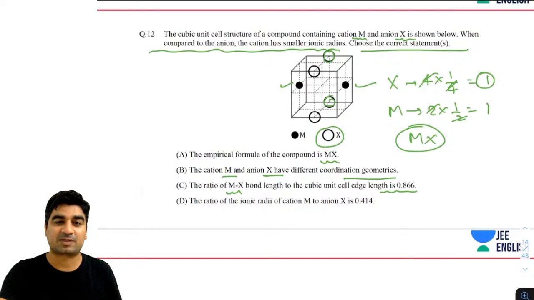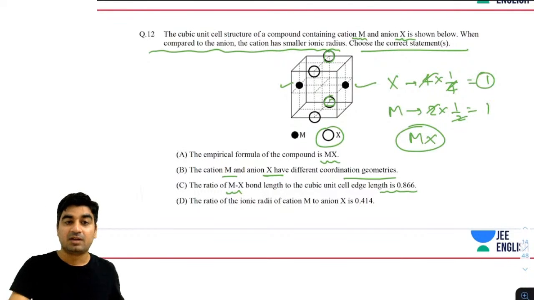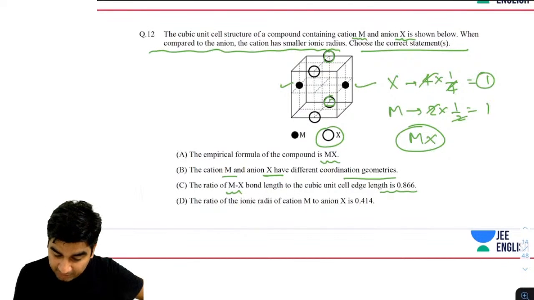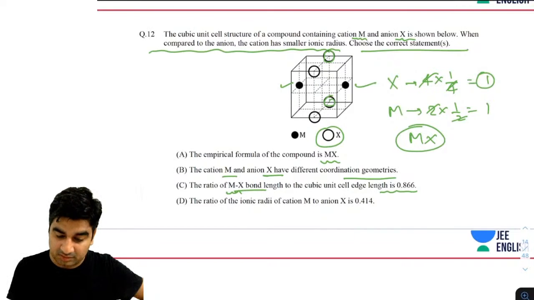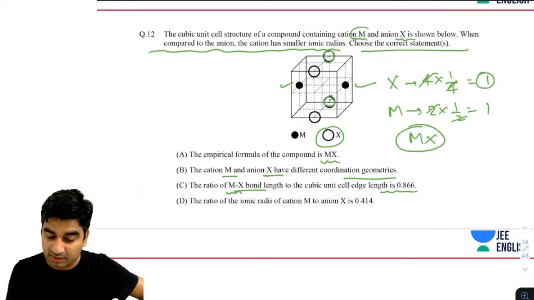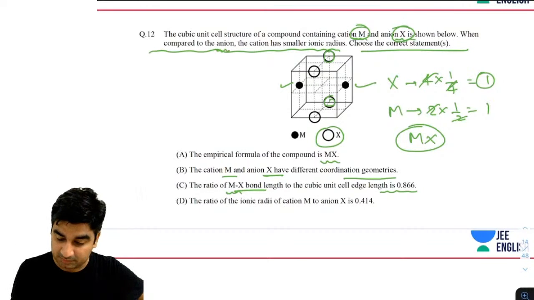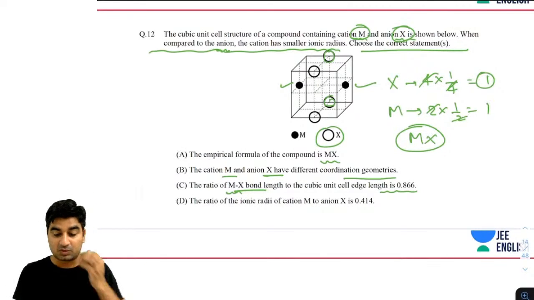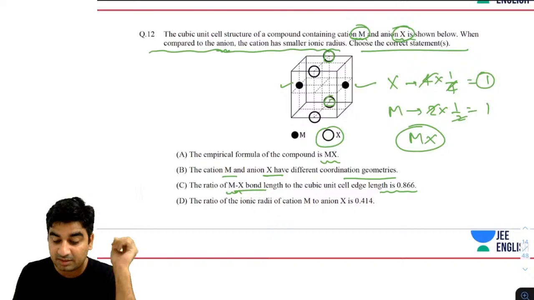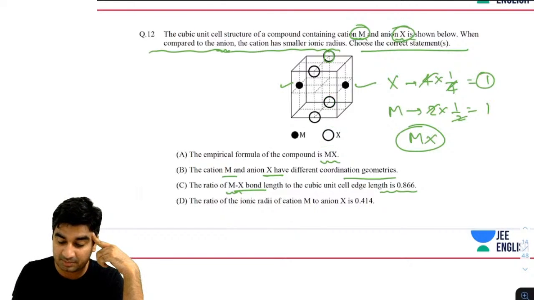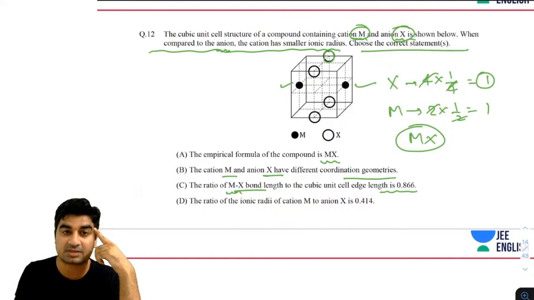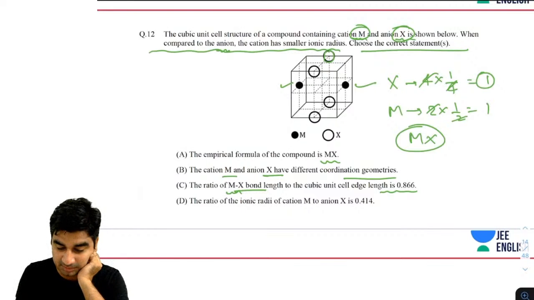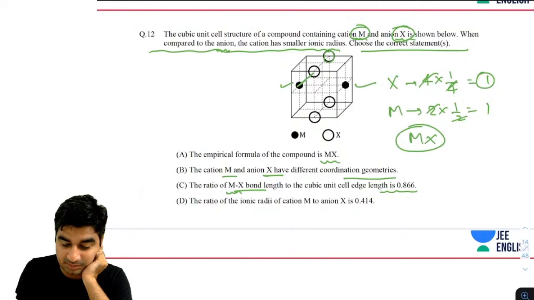So guys, now I will be explaining what it is saying, the ratio of MX bond length. So, MX bond length. What is MX bond length? In a cubic unit cell structure of a compound containing cation M and anion X as shown below, when compared to the anion the cation has smaller size, then choose the correct statement. So guys, find the nearest neighbor distance. What will be the nearest neighbor distance here? This will be the nearest neighbor distance.